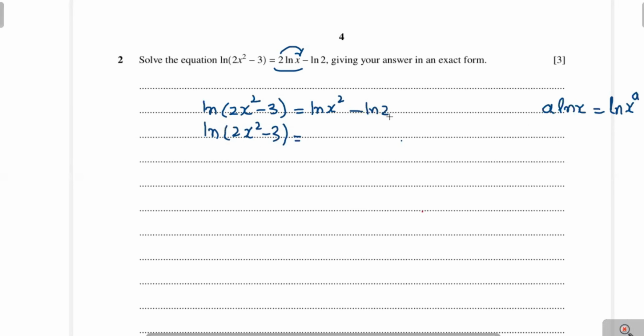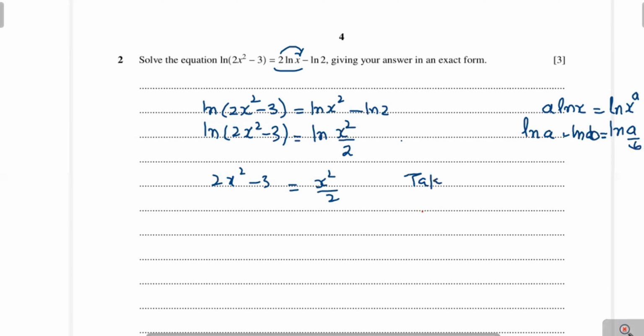ln x² minus ln 2: we use again the rule of logarithm, ln a minus ln b is equal to ln a over b. We use this rule here, and you see here ln x² minus ln 2 becomes ln x² over 2. Now, taking anti-log on both sides, we get ln 2x² minus 3 equal to x² over 2.